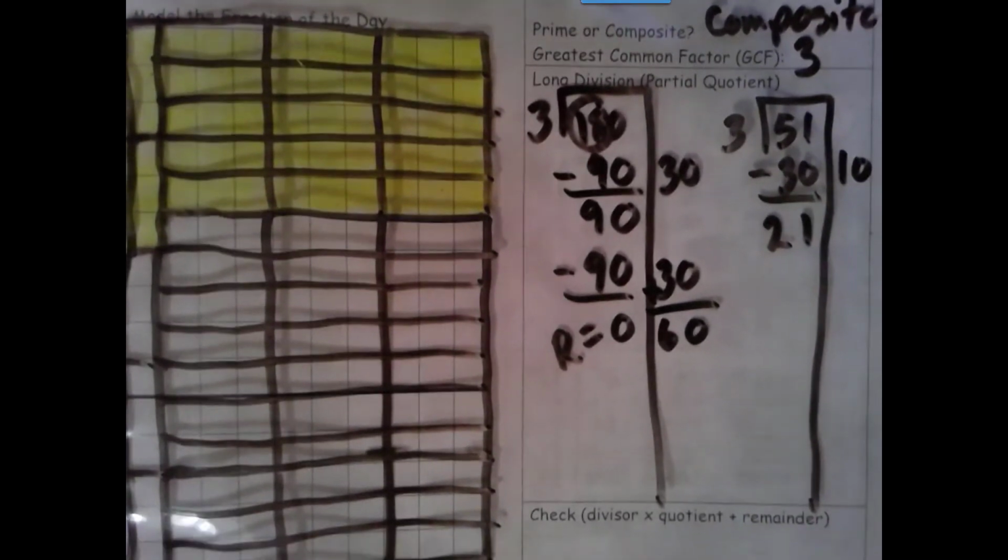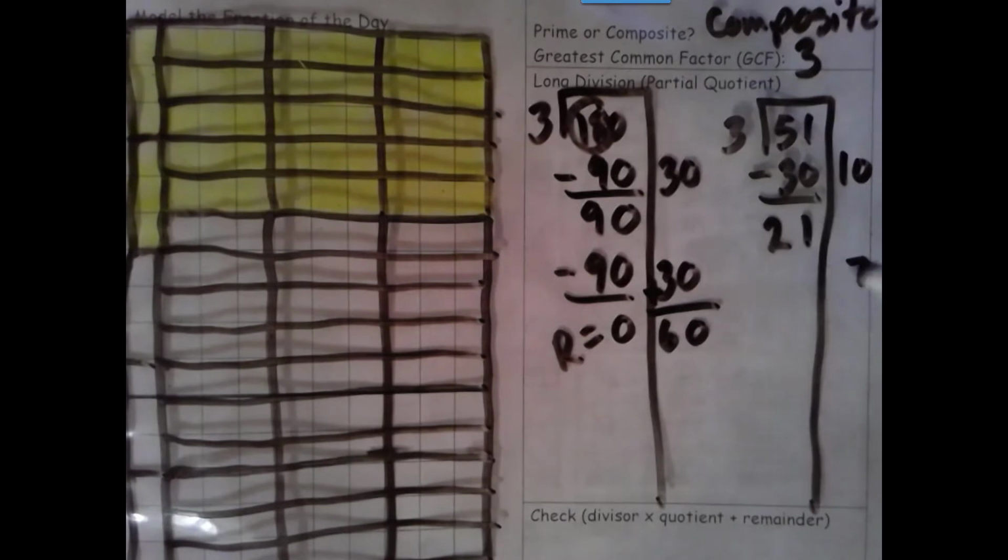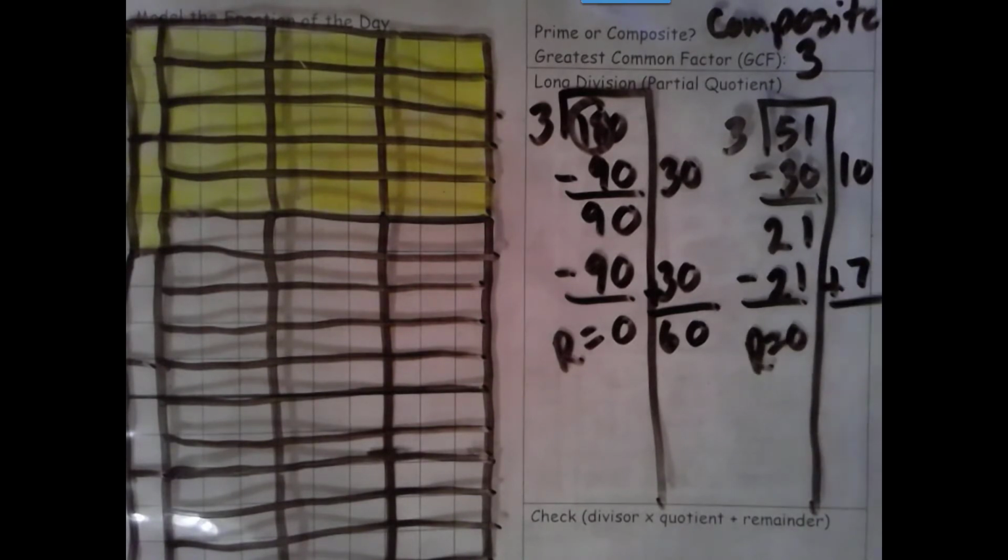Okay, over here I'm going to do 10 times 3 is 30. More on top, no need to stop. More on top, no need to stop. And then 7 times 3 is 21. Numbers the same, 0 is the game. Add these partial quotients together. 10 plus 7 is 17.